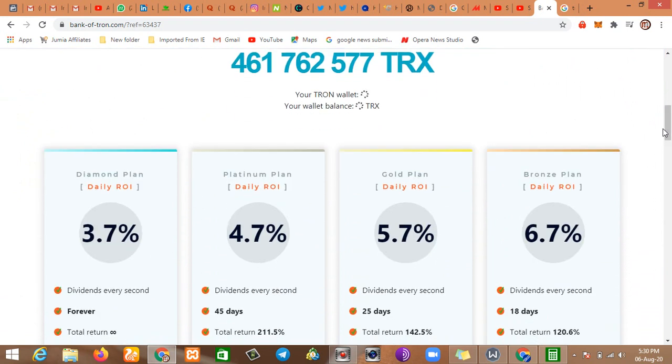Now the confusing part is that I don't know how they are going to achieve this, since it is decentralized and you just put your money. It doesn't work with referrals. You don't have to refer anyone, you don't have to do anything. You just put your money and you are getting a return on investment on it. So that's like money doubling.